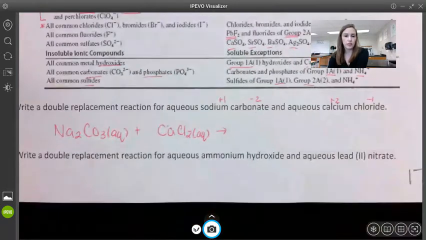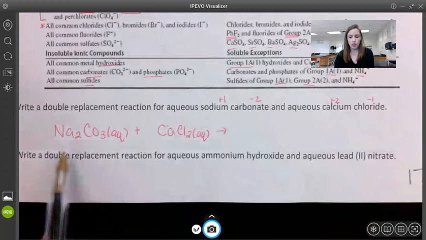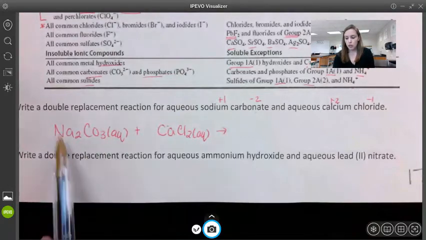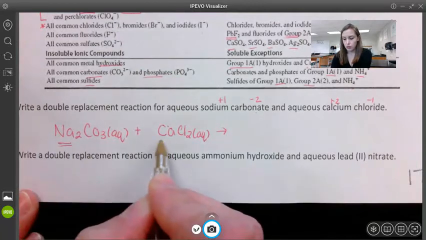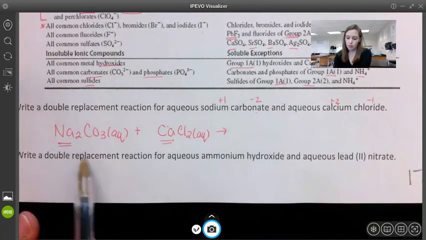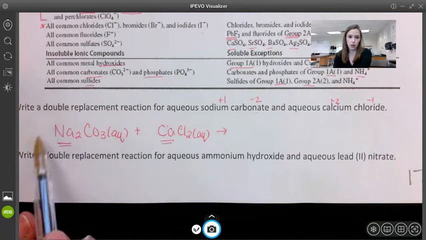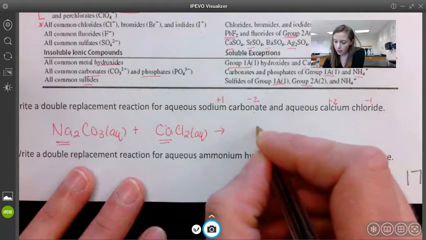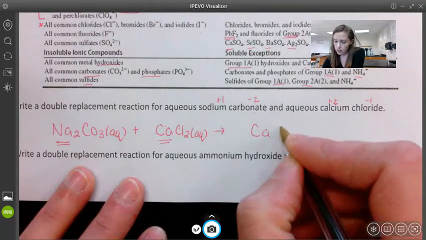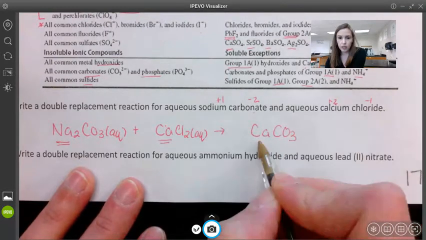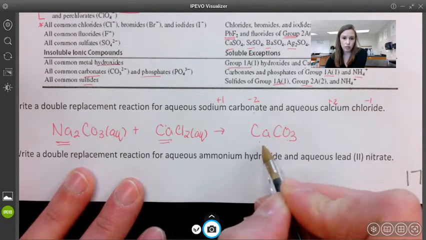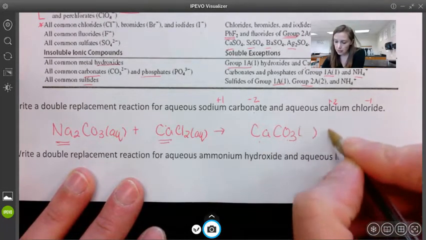Okay, here are two reactants. So now we're going to make the two products. So remember, in a double replacement reaction, we're going to have one component of each compound switch. So we are looking to switch the metals between them. So sodium is going to come over with chlorine, calcium is going to go over with carbonate. So when we write this, I'm going to have Ca and then CO3. Calcium is +2, carbonate is -2, so I need 1 and 1. Okay, I'm going to just put parentheses here.